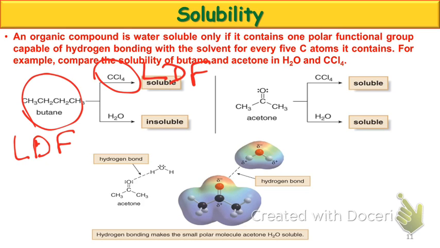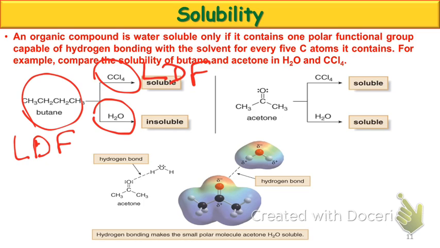Still London dispersion forces. Why? The geometry of that structure neutralizes those polar bonds. Okay? So if we take a look at butane and carbon tetrachloride, they have the same type of force. Like forces interact with like forces. What would we expect to happen? Soluble.